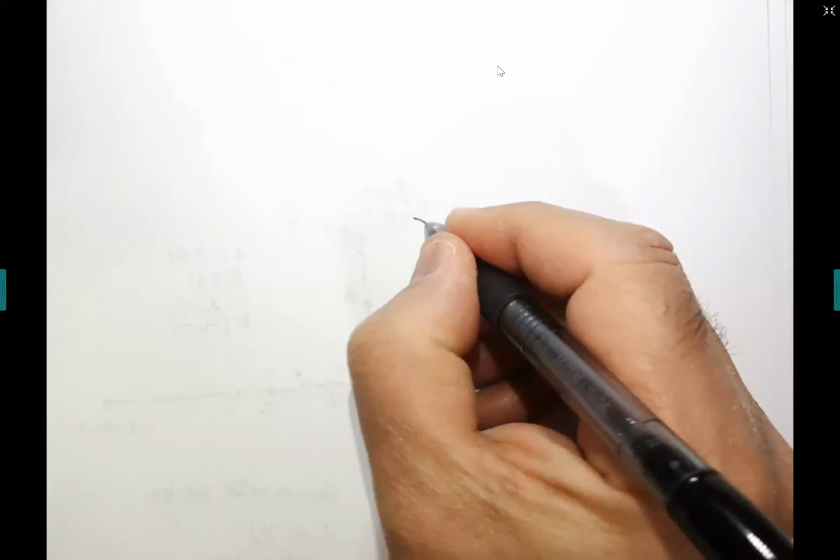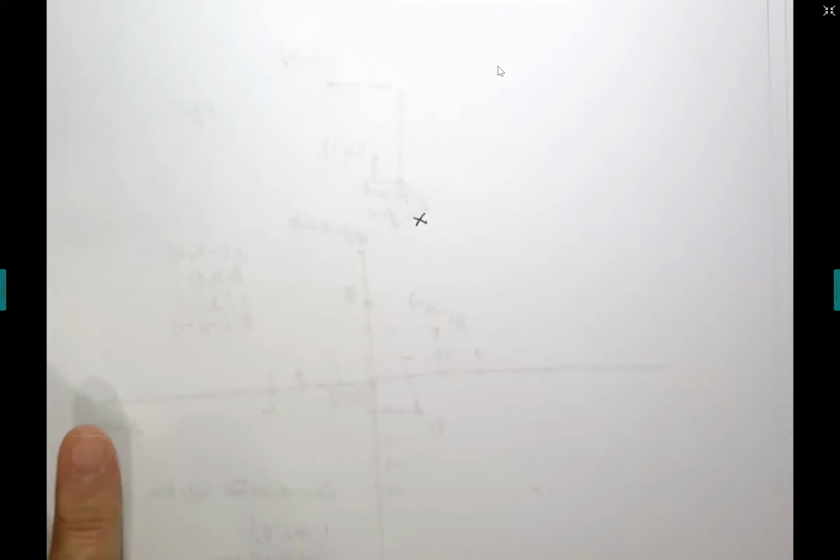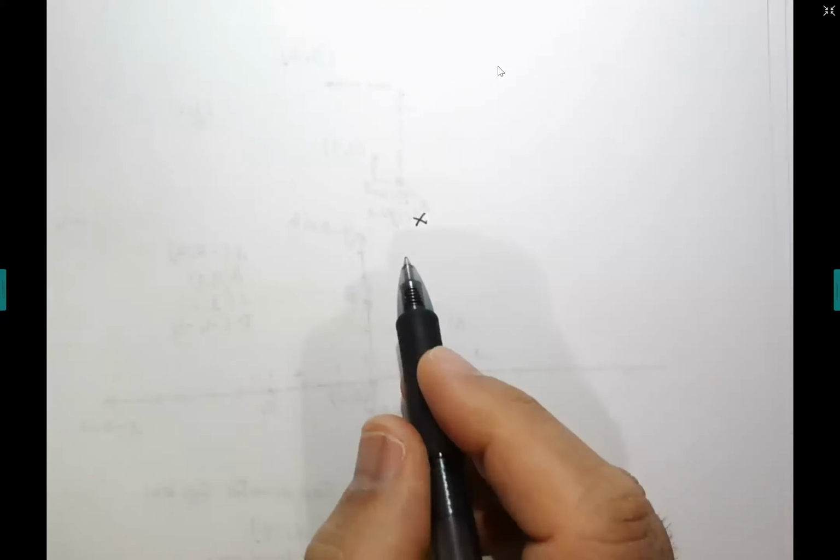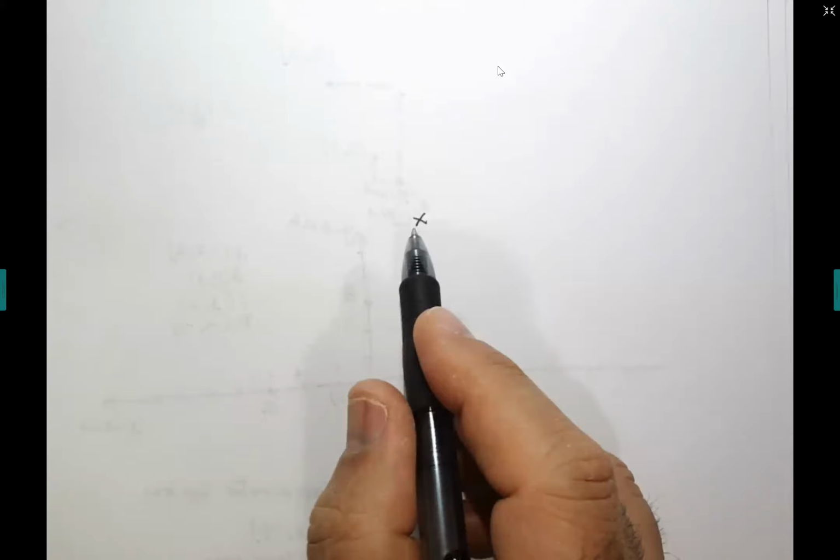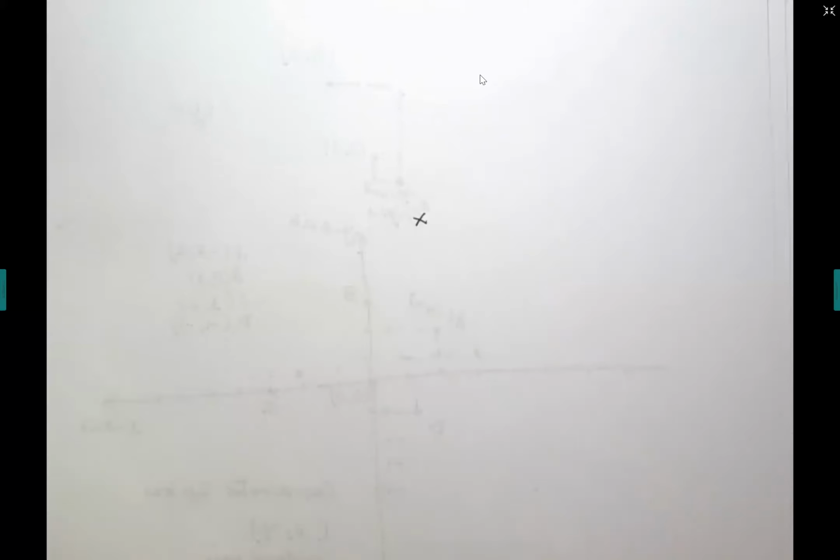Now, let me ask you this question. If I have a point here, and I want to draw a line that passes through this point, how many lines can I draw? Can you guys tell me?